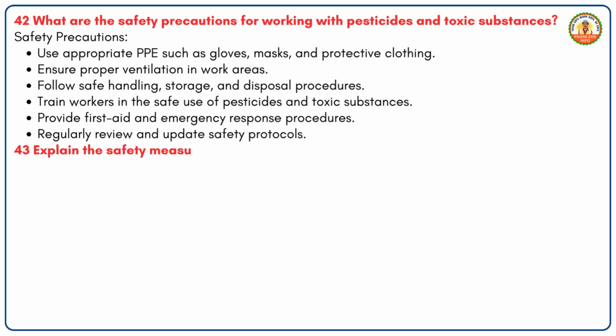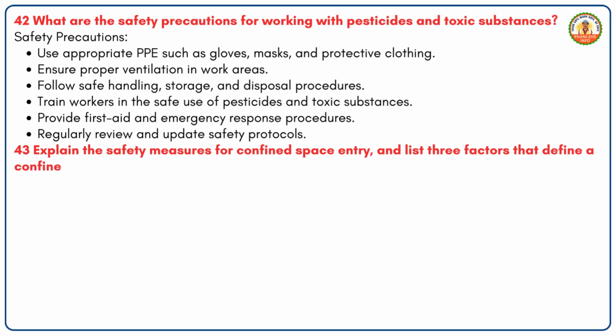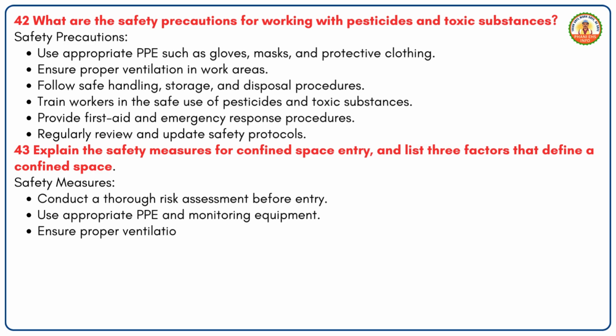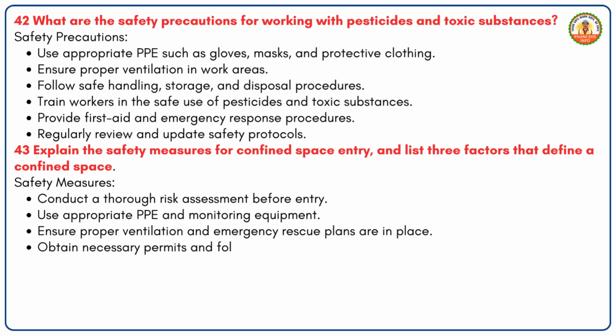43. Explain the safety measures for confined space entry and list 3 factors that define a confined space. Safety measures: Conduct a thorough risk assessment before entry. Use appropriate PPE and monitoring equipment. Ensure proper ventilation and emergency rescue plans are in place. Obtain necessary permits and follow entry procedures.